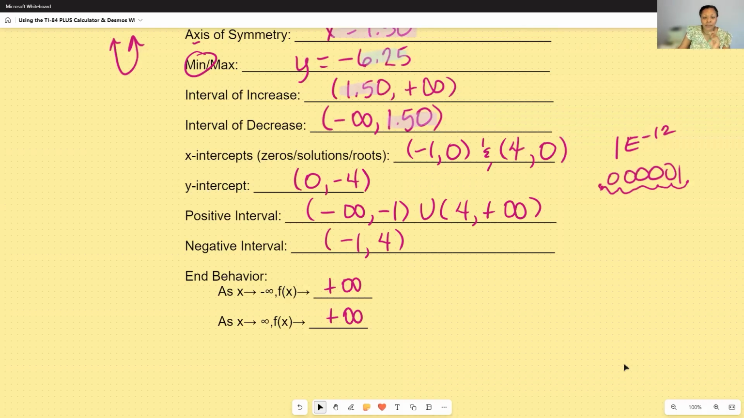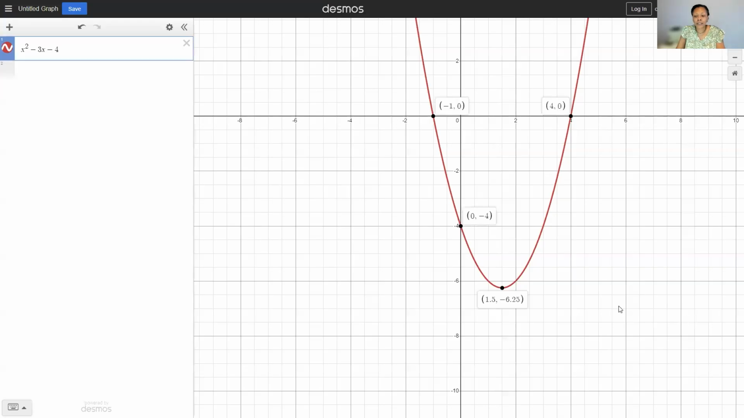I know what I'm missing that I did not say on here, so I'm going to go ahead and add that, which is my domain and my range. All right, but before I do that, let me finish with my thoughts. In end behavior, as x is going towards negative infinity, y, you're following your arrow, is going to positive infinity. As x is going towards positive infinity, y is again going towards positive infinity.